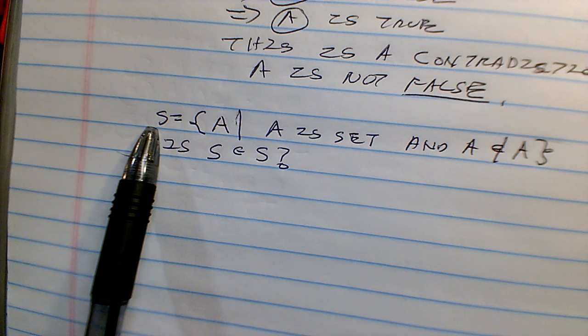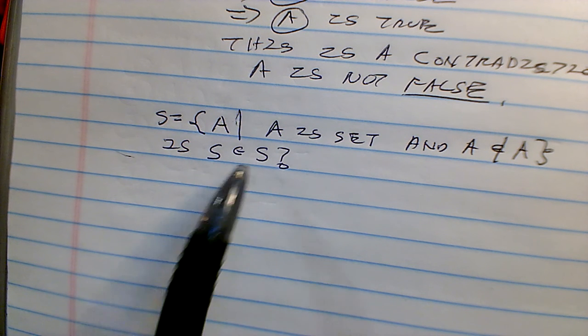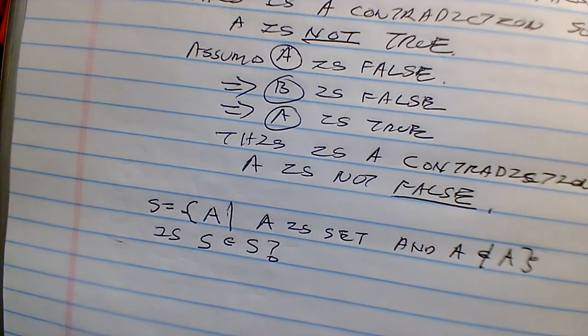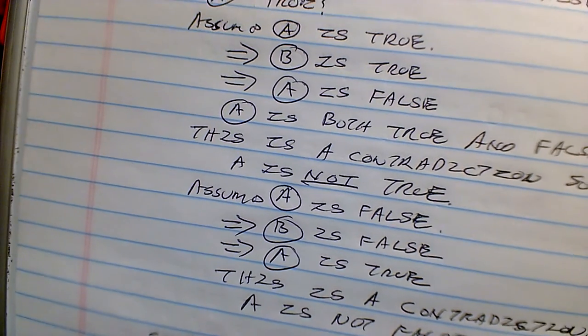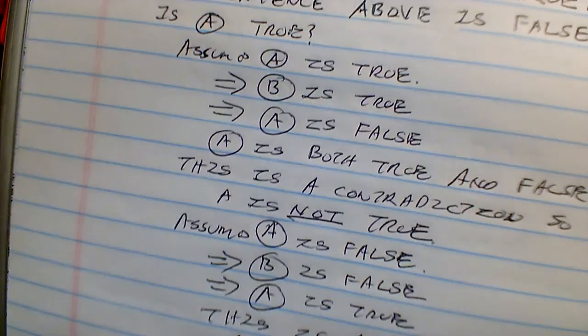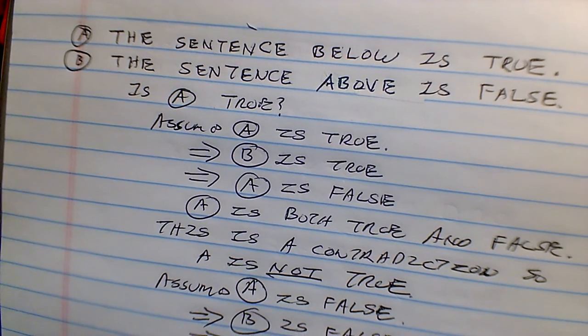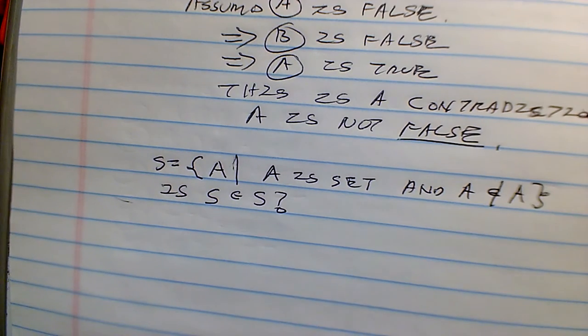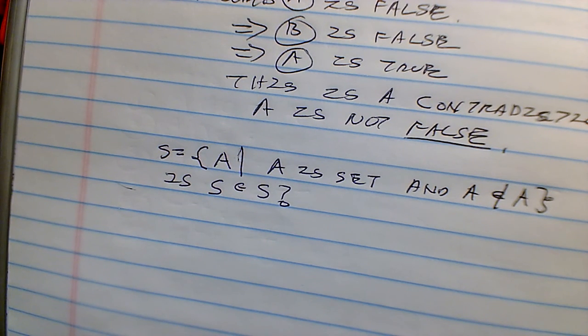Now, the question is, is this set an element of itself? Well, if you tackle this problem, you end up getting a paradox just like what we had up here with these two sentences. Either way you do things, you get a contradiction. So you cannot say that S is an element of S, and you cannot say that S is not an element of S.